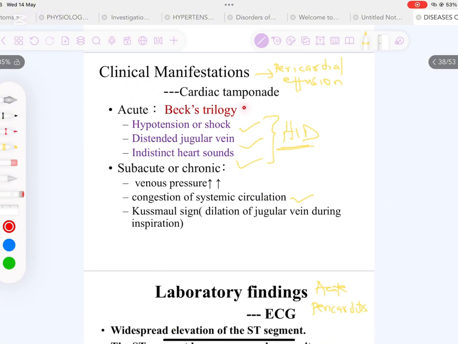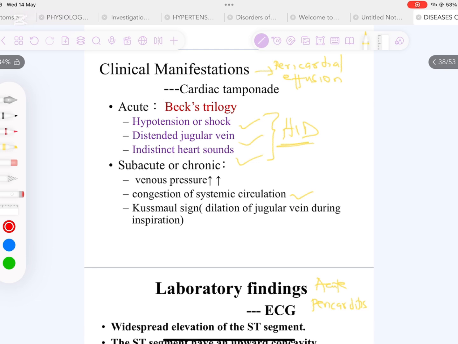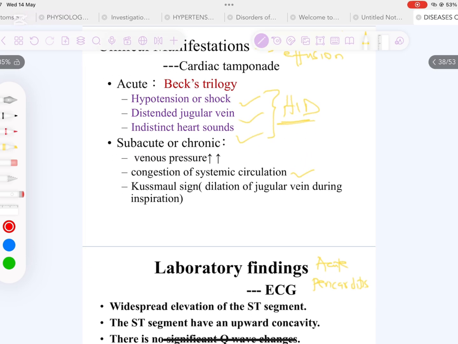Clinical manifestation, we have cardiac tamponade, pericardial effusion, like acute ones, Beck's triad: hypotension or shock. So Beck's triad starts with hypotension or shock, because like we said, blood is not flowing as it should. So of course there's reduced systolic blood pressure. Indistinct heart sounds, like we said, you can be hearing some squeaky sounds, and then distended jugular vein.